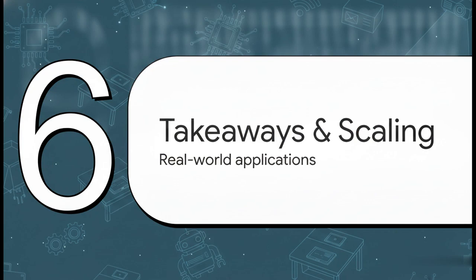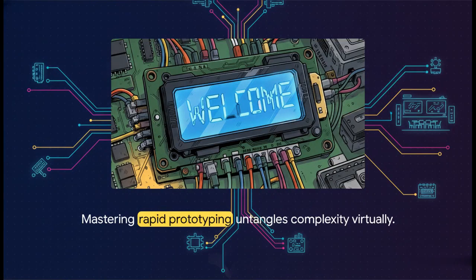Section 6, Key Takeaways and Scaling. So let's summarize our simulation results and talk about the real-world value of the architecture we've just spent time building together. Look at this beautifully complex wiring state. The absolute crucial takeaway here is that mastering rapid embedded prototyping in Wokwi allows us to untangle all this complexity virtually. Because we've already verified our SPI, I2C, and PWM signals in software, our eventual deployment to actual physical hardware is going to be vastly more efficient and virtually bug-free.